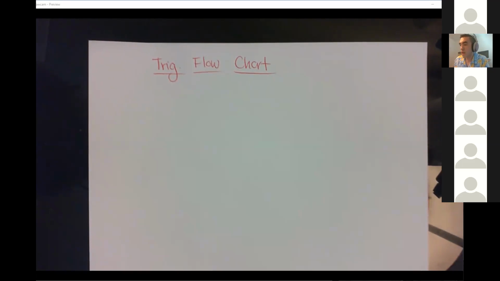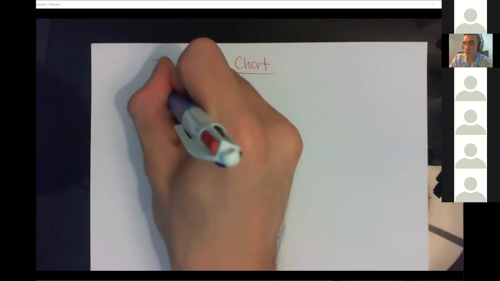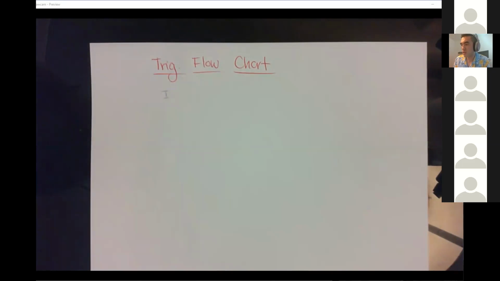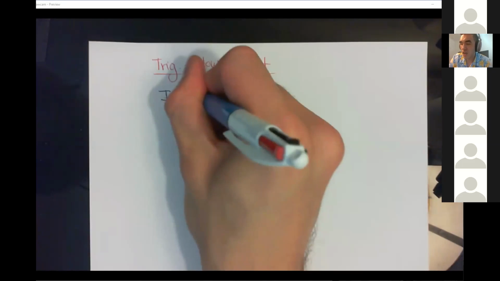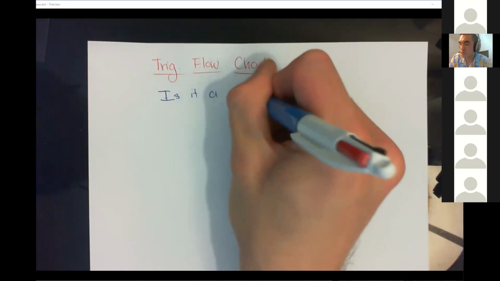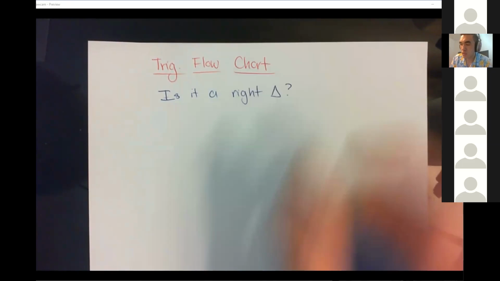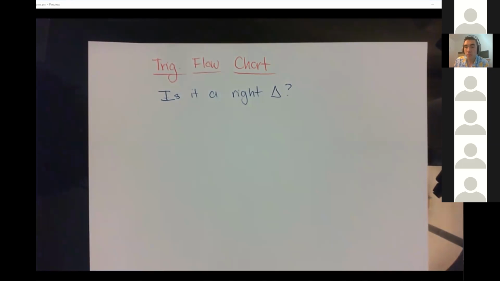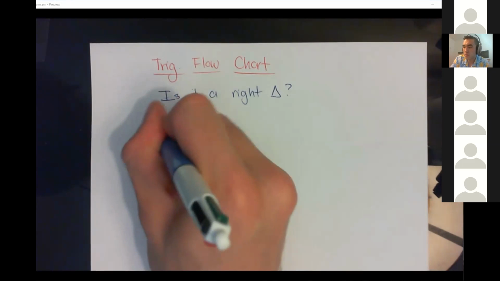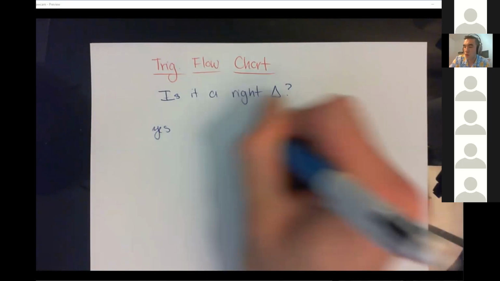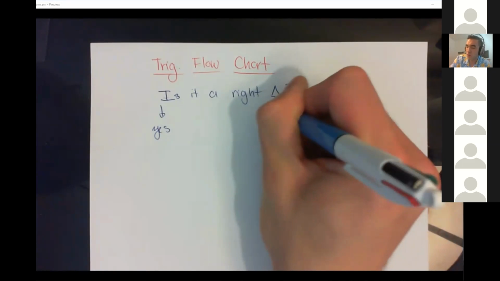The first question that you want to ask yourself when you're asked to do trig, when you're given a triangle and somebody's asking you about the lengths and the angles going on inside of it, is: is it a right triangle? It's a really important question to ask right up front, because if the answer to this is yes, or if the answer to this is no, this is going to lead us down some pretty different pathways.